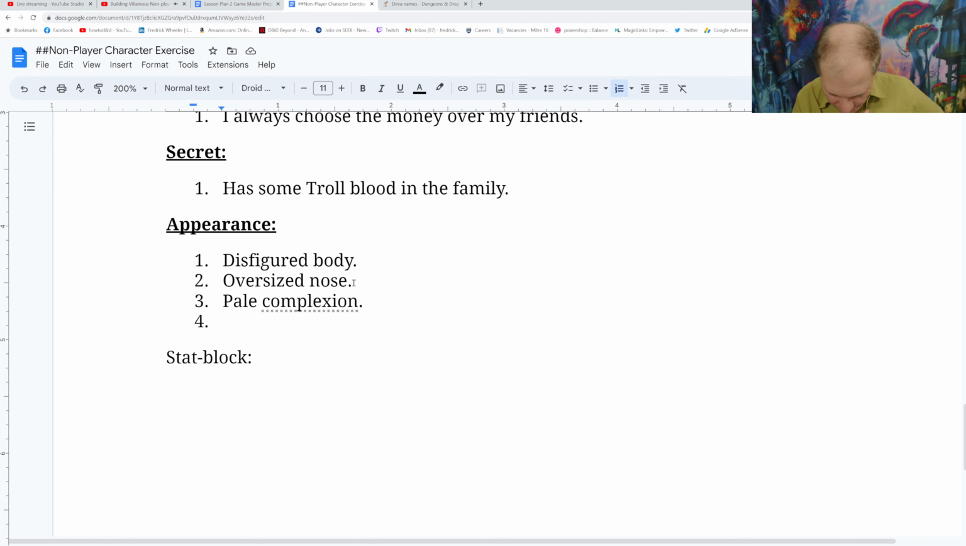Class, Druid of the Rubber Circle. Well, I wasn't looking for a class. I don't think we need to have class with our villain. They can just be whatever they need to be.